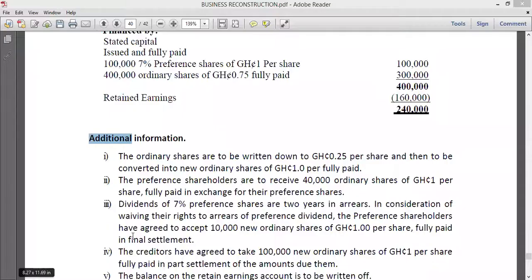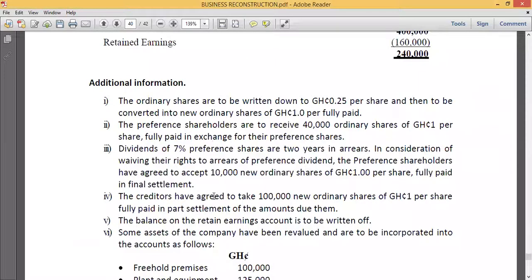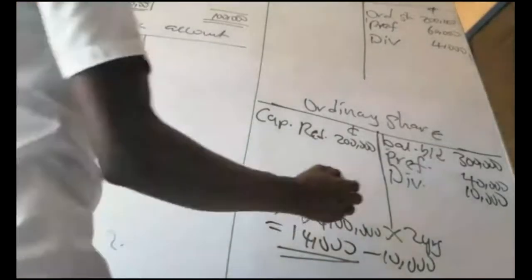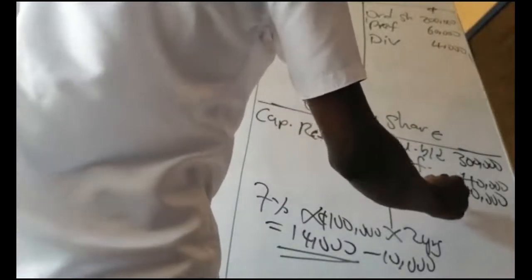Now note 4 stated that the creditors have agreed to take 100,000 new shares of one Ghana cedi per share, fully paid in final settlement. So we are paying the creditors with shares. Wow, 100,000. So it means that the shares will increase. So right here, creditors or trade payable. How much are you giving them? You are giving them 100,000 in the name of shares. So it will come here.